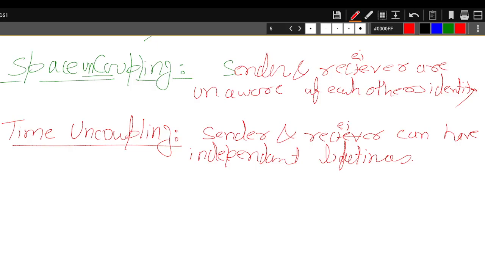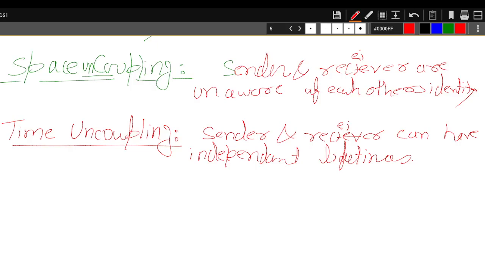In time uncoupling, we are talking about lifetime, that the receivers or sender are definitely online, so they are live. That is when the sender and receiver are live. Now, time uncoupling says that sender and receiver need not be present at the same time. So the difference from asynchronous communication is that in asynchronous communication, however we are not waiting for the acknowledgement, still the sender and receiver need to be present online or live at the time of communication.